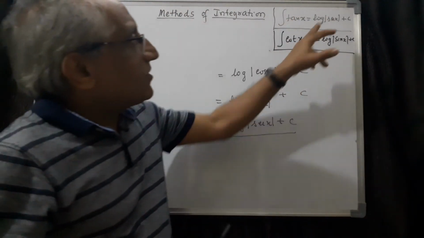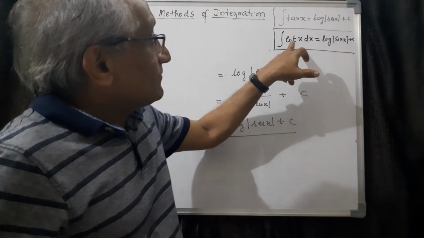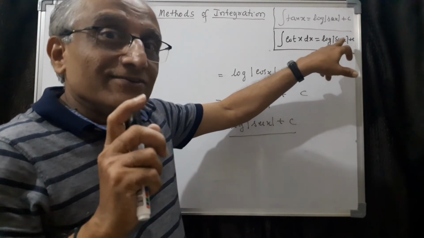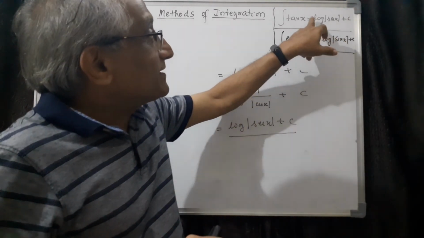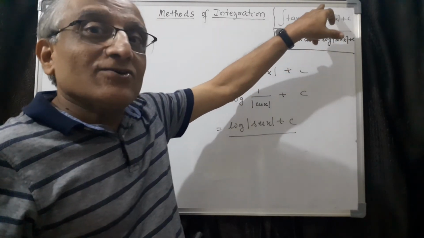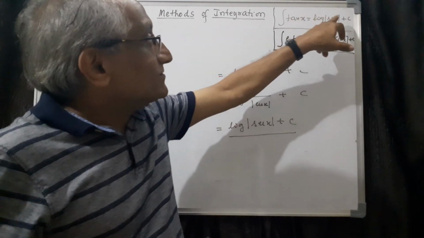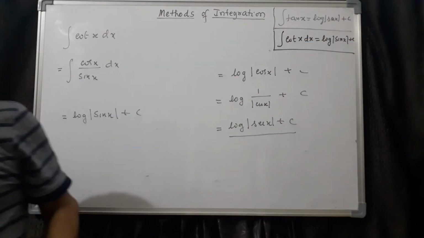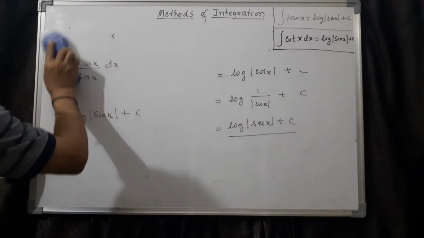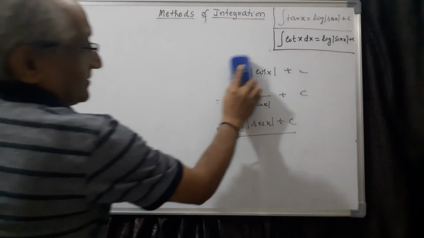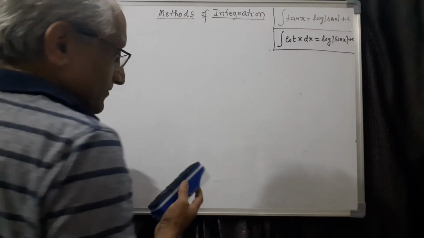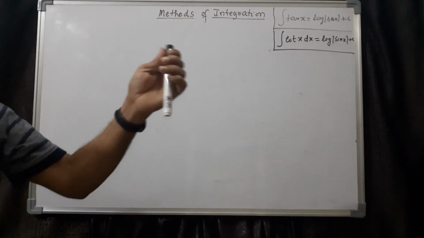So this is log of mod secant x, whereas cot is log of mod sin x. And you should also understand the reason. Here the minus is there, therefore otherwise it is log cos x only, but with a minus sign. So I have written this. Then similarly we can derive the formula for secant x and cosecant x. Secant x I will do. Cosecant x you can try the same way.